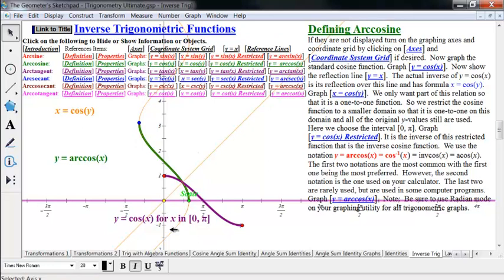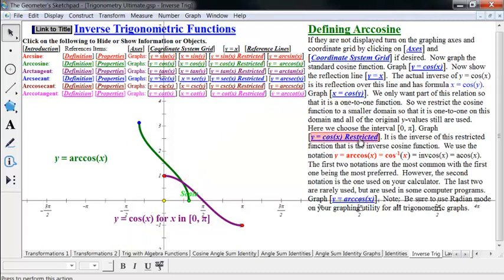It fails the vertical line test. But if we keep this part, the purple part we have here, which is y equals cosine x for x from 0 to pi, that is a one-to-one function. So it has an inverse, which is also a one-to-one function, and that's what you see in green here. And you can see that those two are mirror images of each other over the line y equals x.